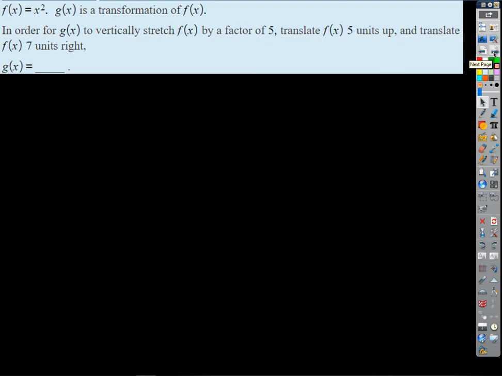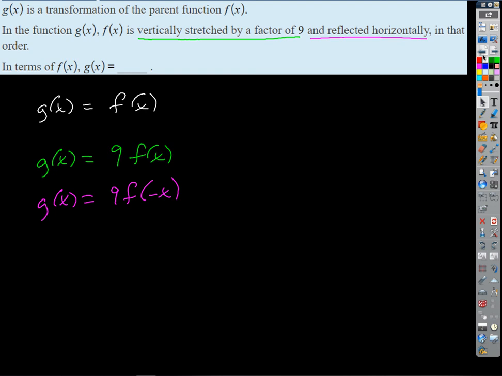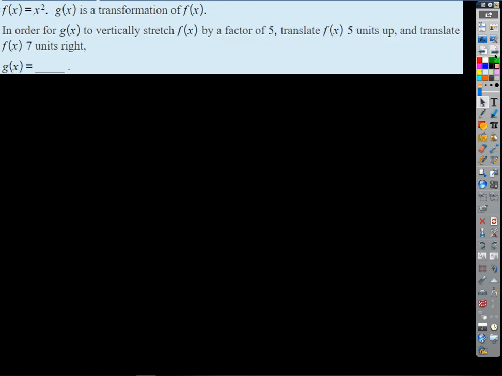Okay, how about this one? We're starting with, this time, x squared, something specific. Was the last one specific? No, they didn't tell us what the function was. We were just doing it in terms of f of x. This time we get an x squared, right? So the first step is g of x equals x squared. Let's do these in order. If I vertically stretch by a factor of 5, what's that do? I'm going to multiply outside by 5, right?